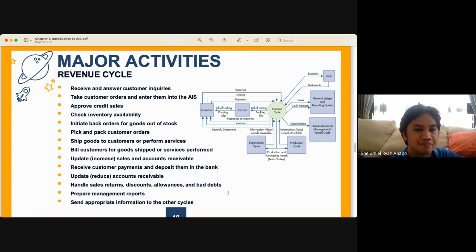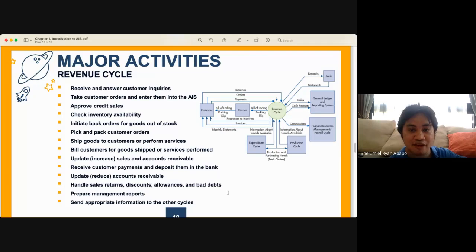Right? Then of course, there will be an update on your sales transactions, especially on, say, returns, discounts, allowances, and bad debts. You also update your accounts receivable ledger, obviously, especially for sales on account. And then there will be preparation of management reports and sending appropriate information to other cycles.